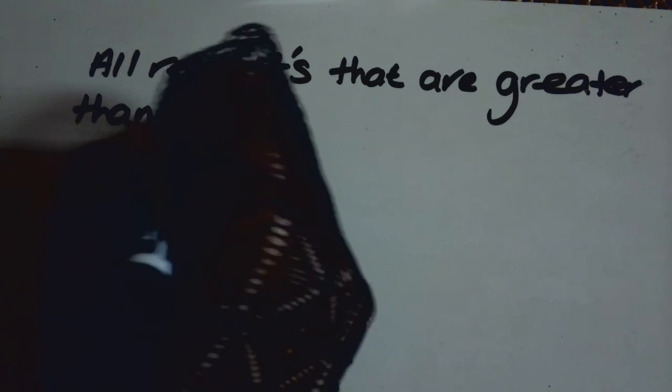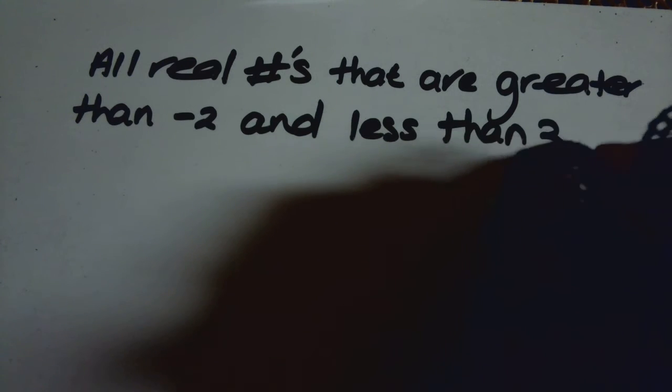So we're going to translate a verbal phrase into an inequality. I'll write the verbal phrase, all real numbers. That's my shortcut for all real numbers. Sorry, I'm kind of lazy sometimes, so I want to write it real quick. All real numbers that are greater than -2 and less than 3. Okay?